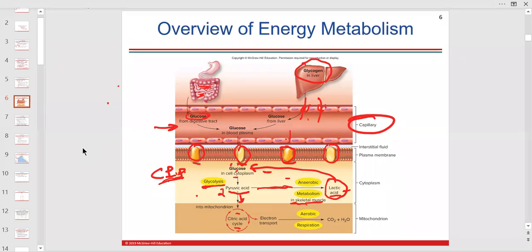So if the pyruvic acid enters into the mitochondria, then we can start the citric acid cycle. The products of the citric acid cycle will enter the electron transport chain. Of course, this is all in the presence of oxygen in the mitochondria. That's where you get 6CO2, 6H2O, and some free energy in the form of heat. And you get all that ATP.